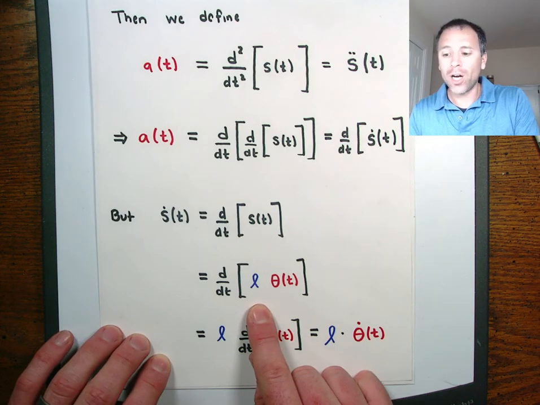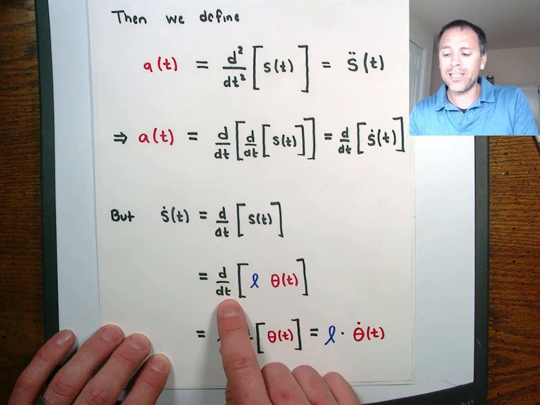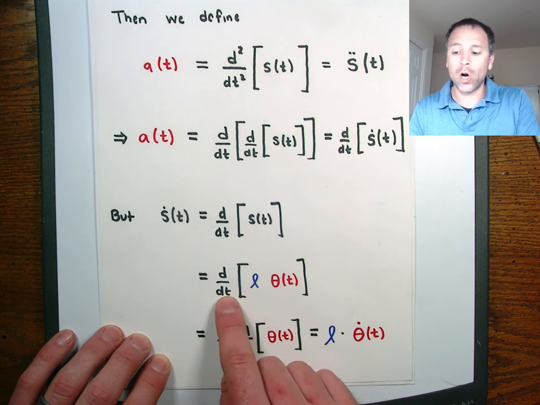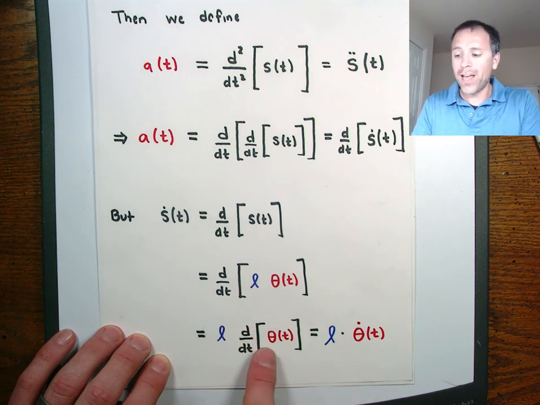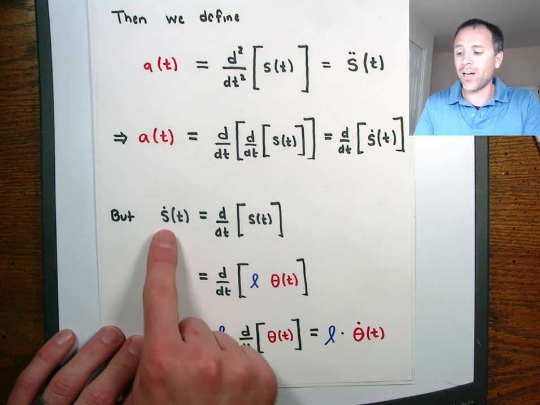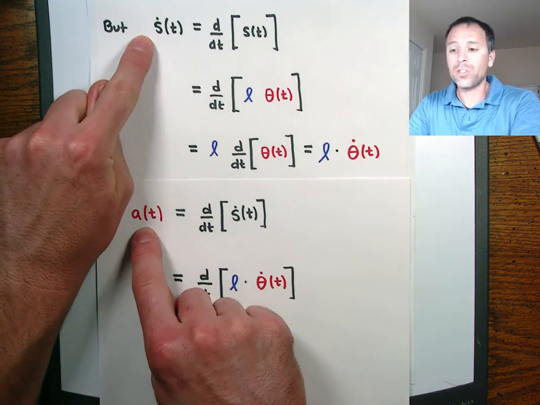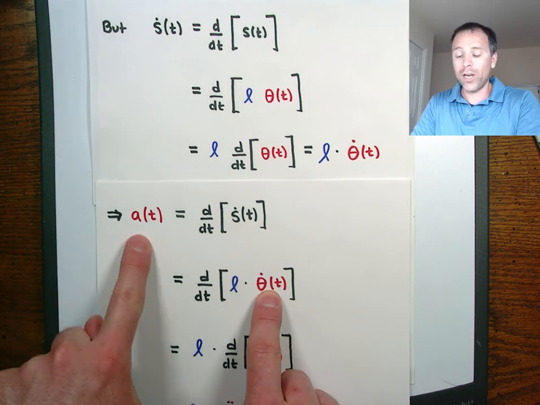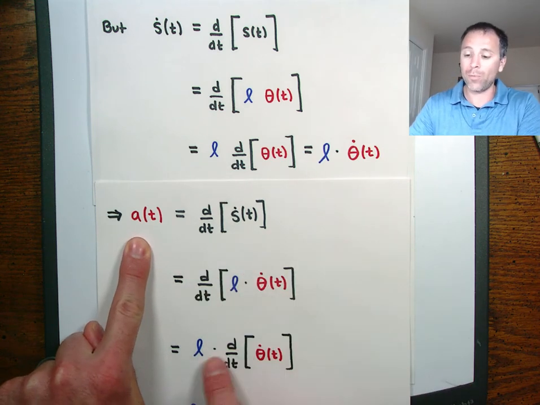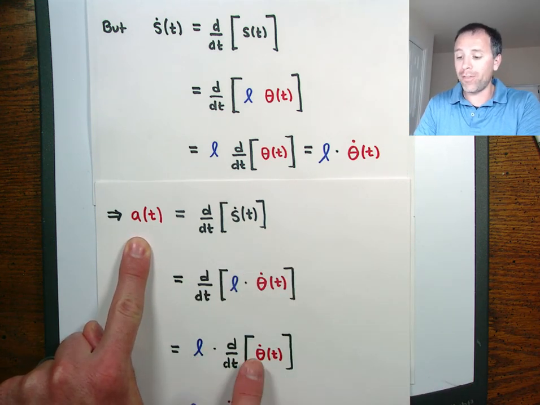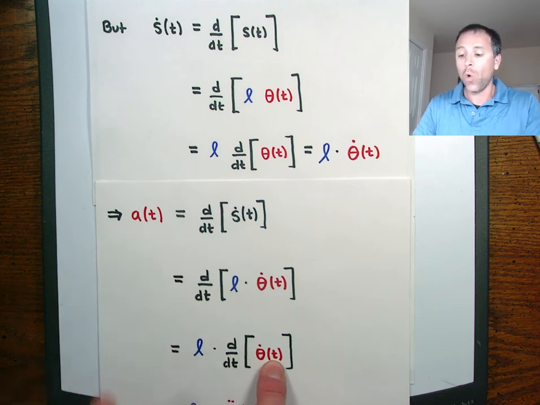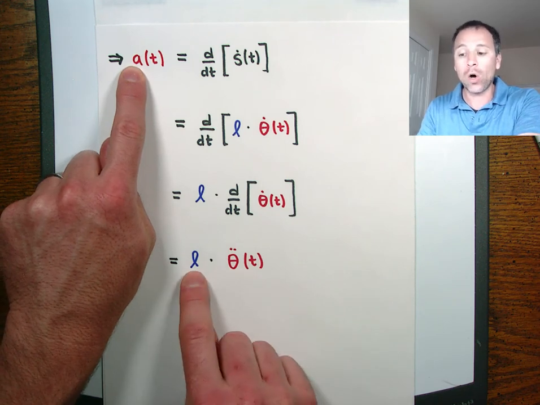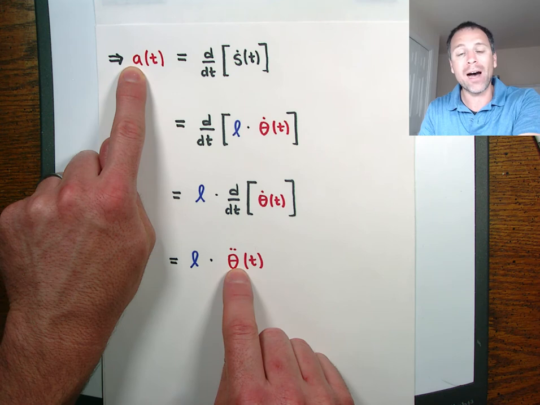We know L is a measured constant. This is a differentiation operator with respect to t. The constant comes out. That's the constant multiple rule, aka derivative operators are linear. When I take the derivative of theta, that's theta dot. So now I know s dot is L times theta dot. The acceleration is the derivative of s dot, but we know that s dot is L times theta dot. So for acceleration, we can bring the L out. That's the constant multiple rule. That's going to be the derivative of theta dot, or the derivative of the derivative of theta, which is the second derivative of theta. So the measured acceleration in Newton's second law is L times the second derivative of my theta function.